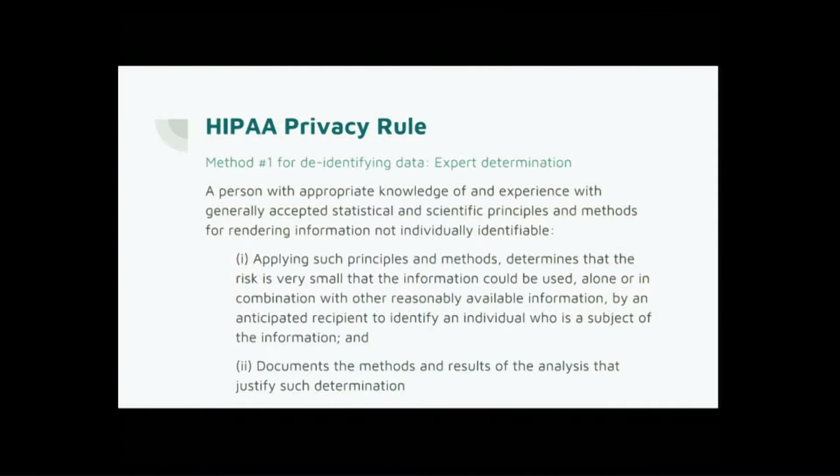And HIPAA provides two methods for de-identification. The first is the expert determination method, which says that a person with appropriate knowledge of and experience with generally accepted statistical and scientific principles and methods for rendering information not individually identifiable, applying such principles and methods determines that the risk is very small that the information could be used alone or in combination with other reasonably available information by an anticipated recipient to identify an individual who is the subject of the information, and documents the methods and results of the analysis that justify such determination.